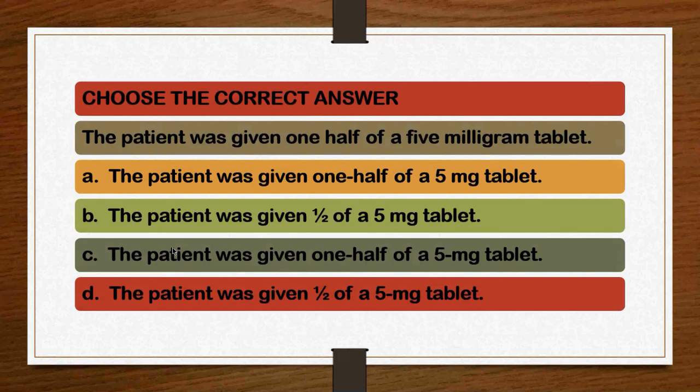Okay. All right. This is totally different, but the patient was given 1/2 of a 5 milligram tablet. How would you transcribe that? A, B, C, or D? Thanks, guys. Seeing a mixture here. Okay. I think that's everybody.